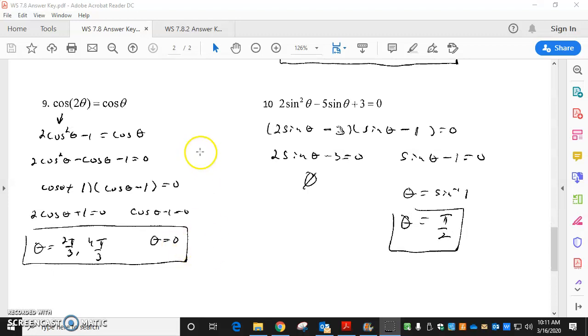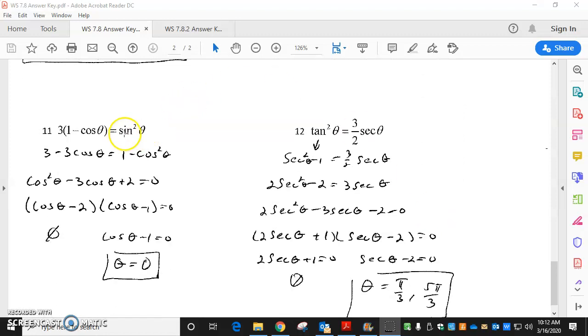Number 10, this factors. It factors into 2 sine minus 3 and sine minus 1, but this one doesn't give us any solutions. This will give you theta equals the inverse sine of 3 halves. 3 halves is bigger than 1. There is no angle that has a sine value of 3 halves. So this is the only solution that you get from this equation.